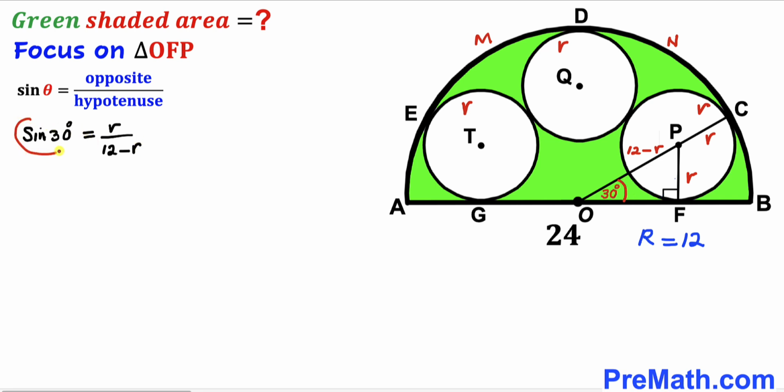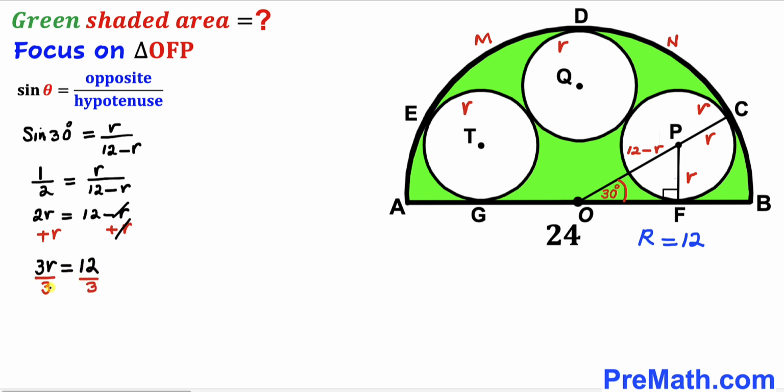We know sine of 30 degrees is simply 1 divided by 2. Let's cross multiply. 2 times r is equal to 12 minus r. Now we add r on both sides. This negative r and positive r cancel each other out, so we end up with 3 times r equals 12. Now we divide both sides by 3 to isolate r. This 3 and 3 is gone. So our radius lowercase r turns out to be 4 units.